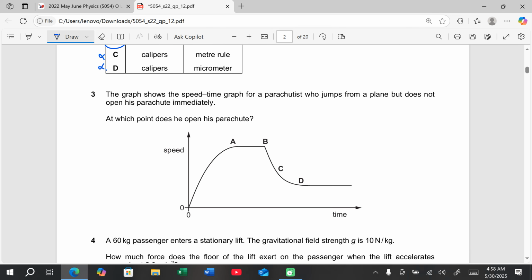The graph shows the speed time graph for a parachutist who jumps from the plane but does not open his parachute immediately. At which point does he open his parachute? If he jumps from the plane, he accelerates at the start, and then the value of the acceleration starts to decrease, and there is a point when air resistance becomes equal to the weight of the object, that reaches the terminal velocity. Then he opens the parachute and decelerates, because air resistance becomes greater than the weight, so that's why it decelerates. So it is at B.